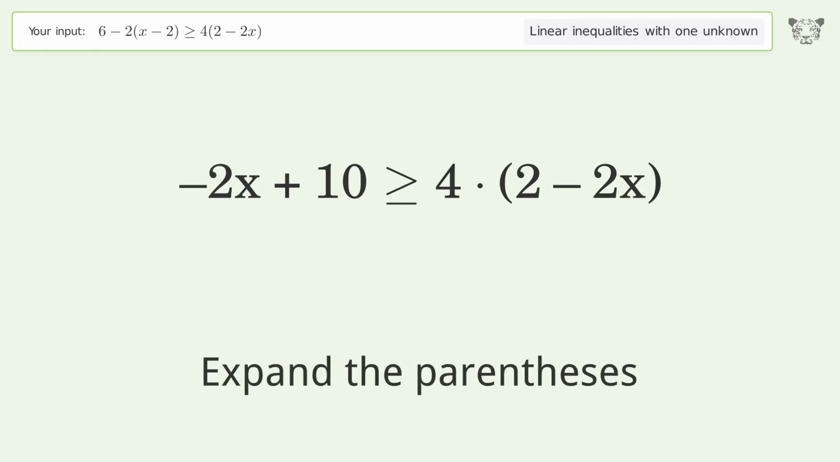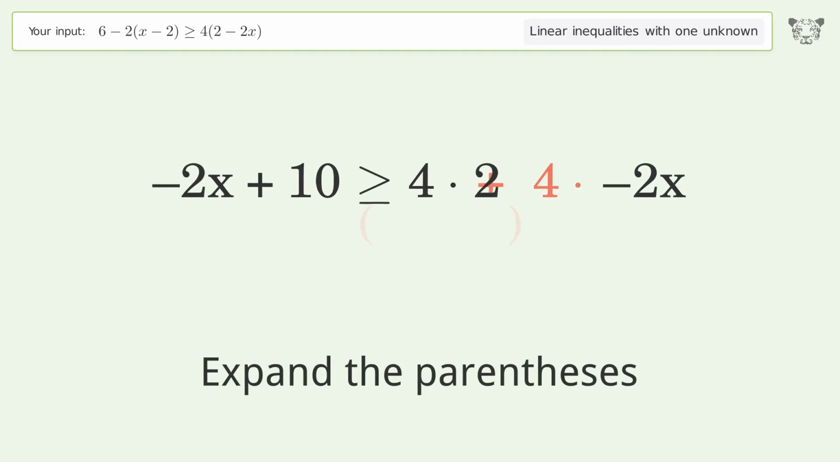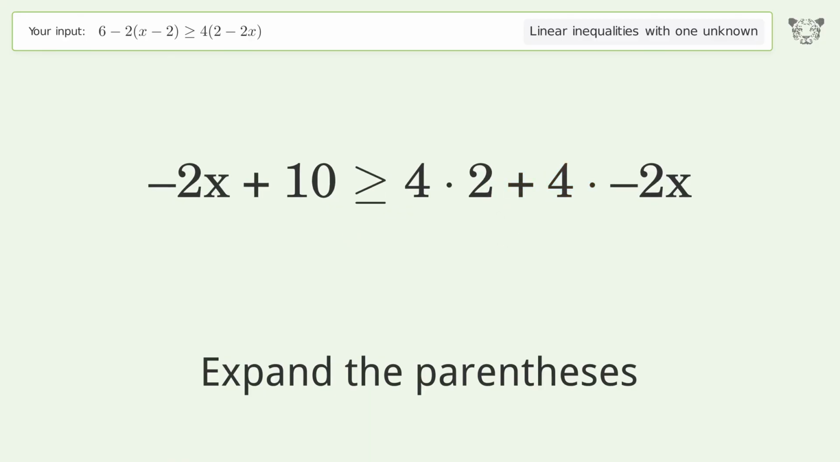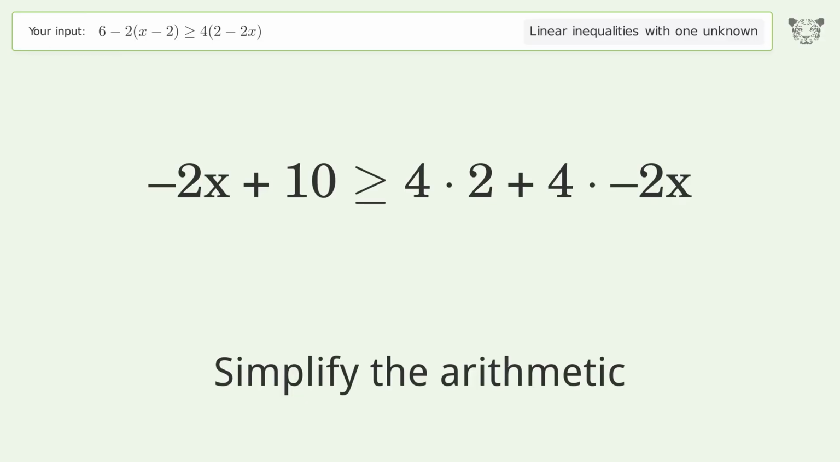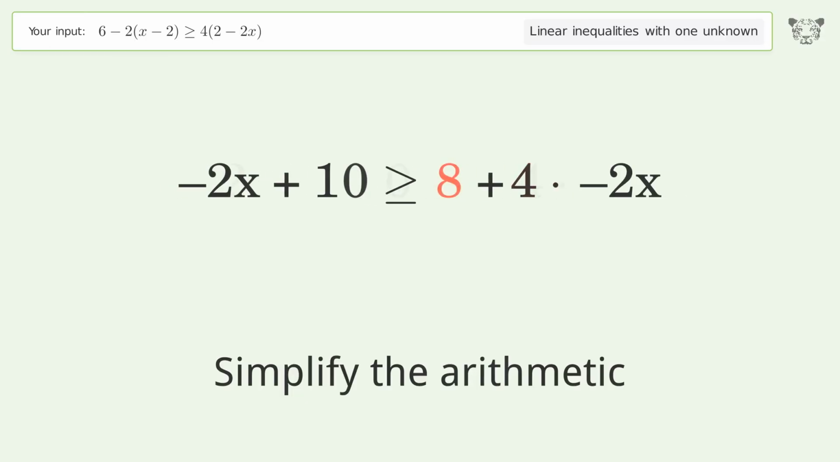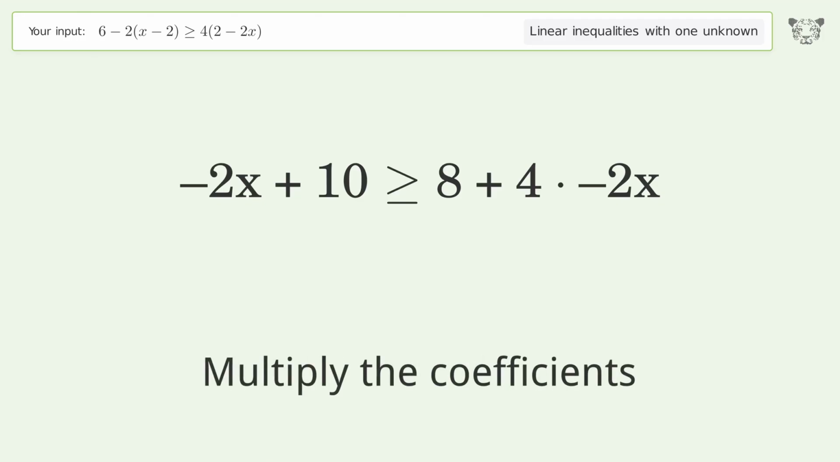Expand the parentheses. Simplify the arithmetic. Multiply the coefficients.